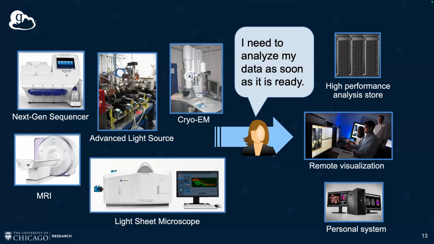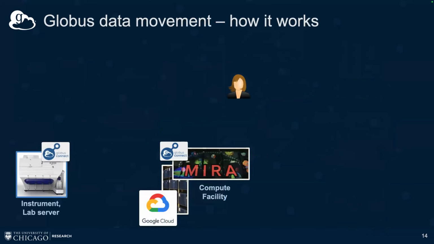So let's just walk through step by step how and why you would use Globus to do that. Okay, so here's our researcher. Here's the instrument that's producing her data. And here is her compute facility, and whatever that might be. That might be credits in Google Cloud. That might be her HPC center, could be a supercomputing center. Doesn't matter. The point is you want to move your data from point A to point B. How would you do that using Globus?